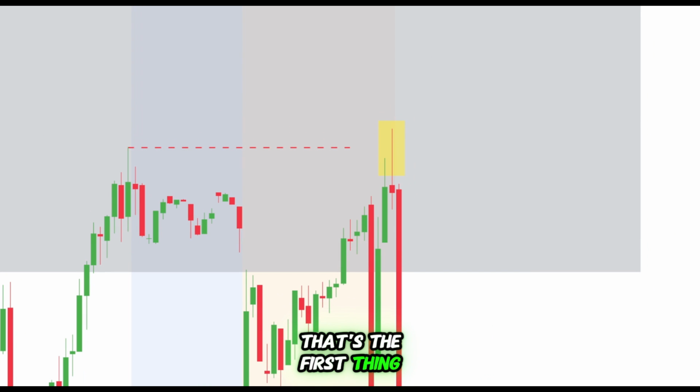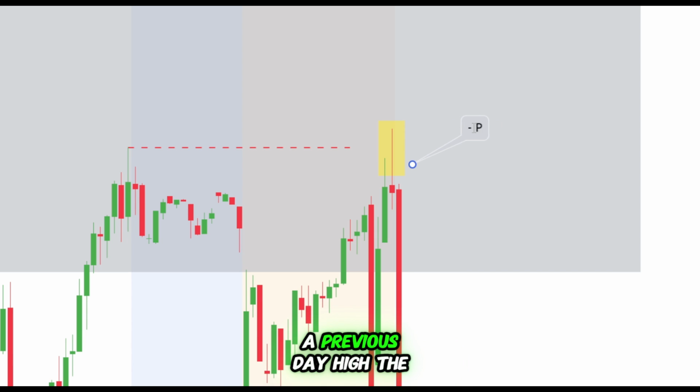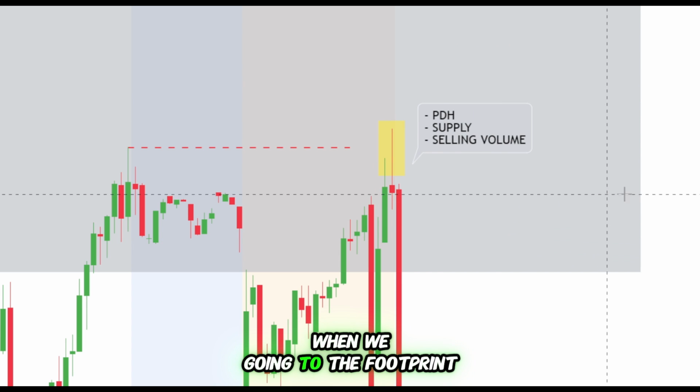That's the first thing. So let's label our thought process as a trader when it comes to understanding this. The first thing we need to understand is that we've swept a previous day high. The second thing is that we've come into a supply area. And the third thing is we have a lot of selling volume upon open. And we're going to be dissecting this in detail when we go into the footprint charts, right?